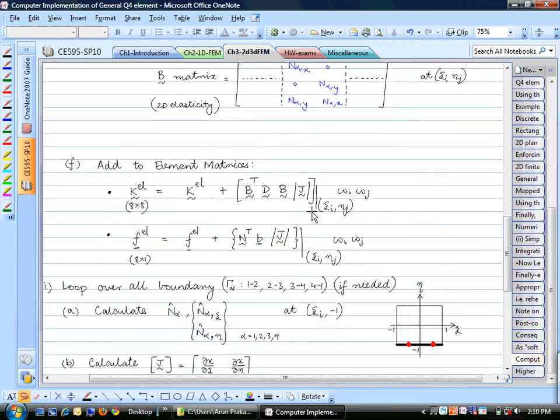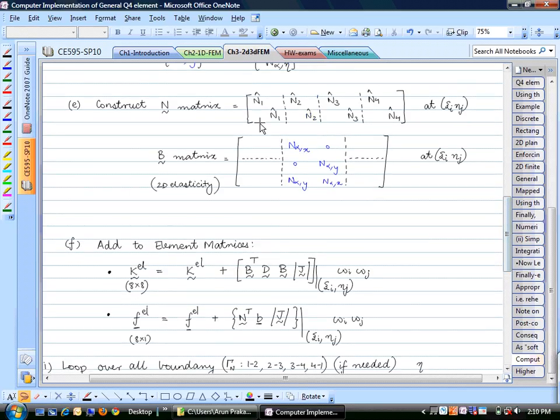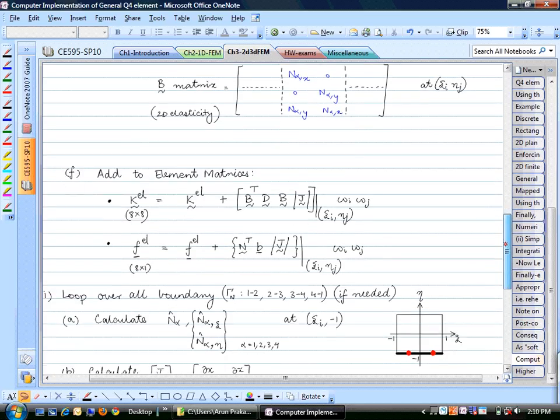So this is how you would calculate your element stiffness matrix. The same thing for your element force vector. You already have your N matrix. Multiply it with your body force vector or your heat source term, multiply it with your determinant of J, calculate it at all the 4 Gauss points, multiply it with the weight, and keep on adding it to F for all the 4 Gauss points. So this is all your numerical integration.